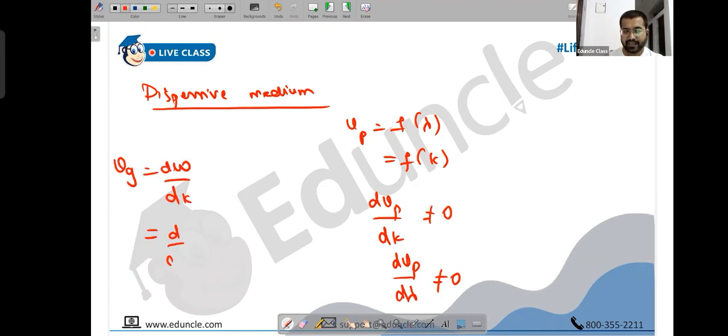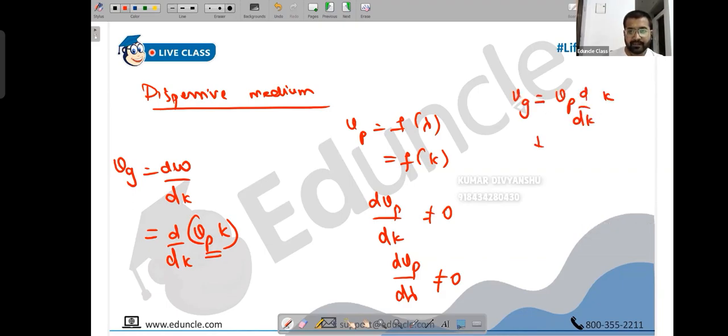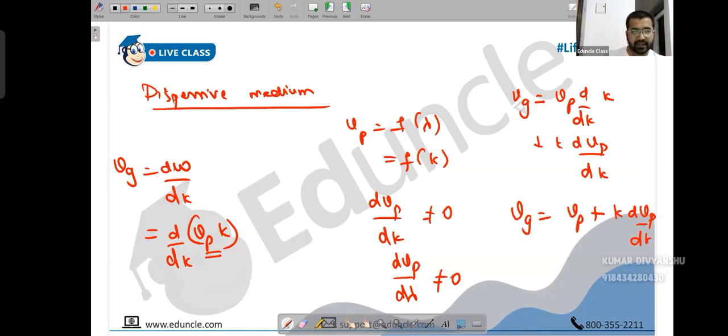So this will be d by dk of what is omega? Omega is Vp into k. But now Vp is not constant. Now Vp is a function of k. So you can split this. What do we do, people? We will apply the UV rule now. First constant, derivative of second; second constant, derivative of first. So what is Vg? Vp times the derivative of k with respect to k, plus k times the derivative of Vp with respect to k. The derivative of k with respect to k is 1. So Vg is Vp plus k into dVp by dk.